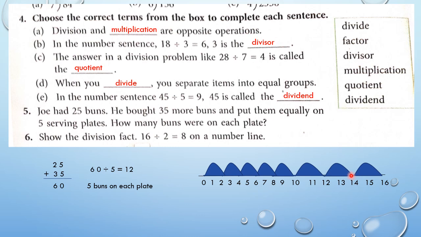Backward counting: 14, 12, 10, 8, 6, 4, 2, 0. So how many times have we jumped? 1, 2, 3, 4, 5, 6, 7, 8. We have jumped 8 times. So the answer is here already, 8, right? So this also you have to do in your notebook.